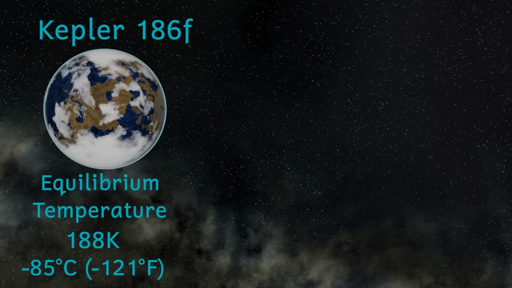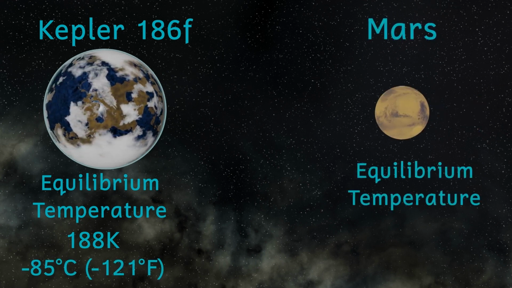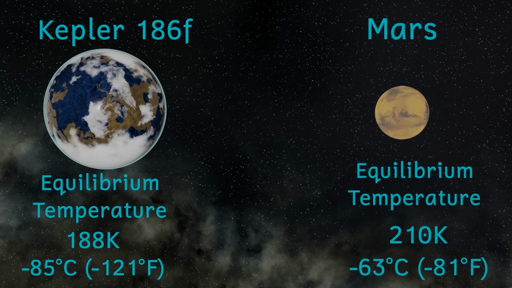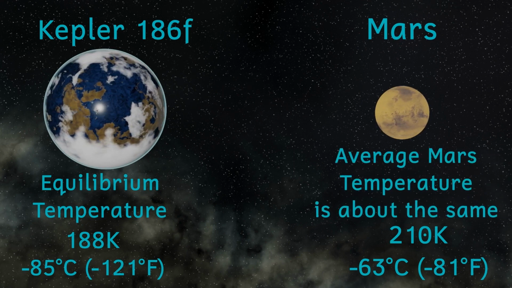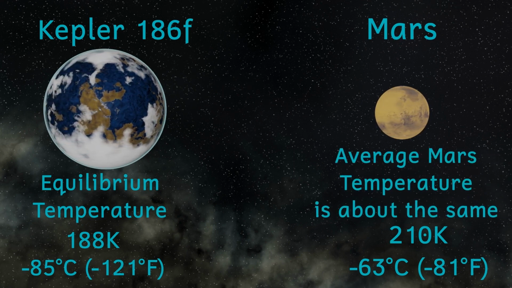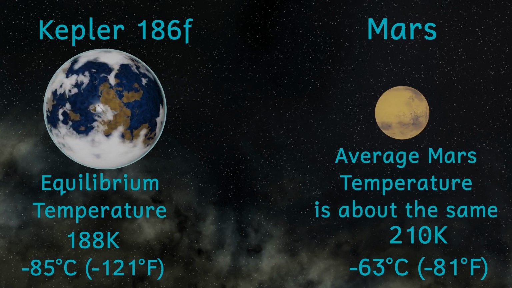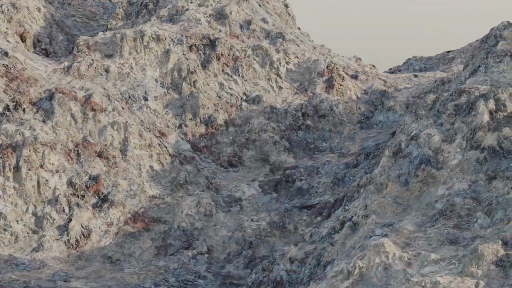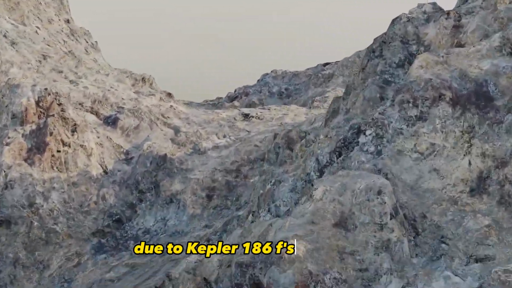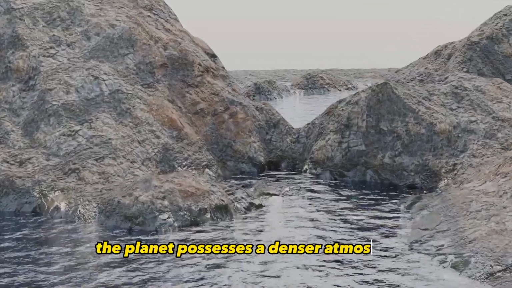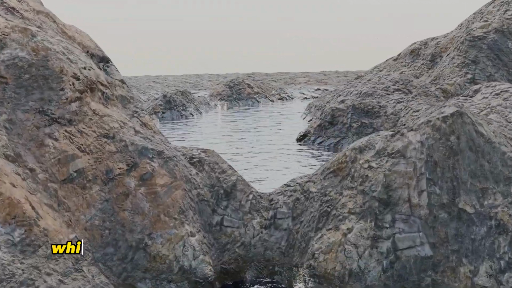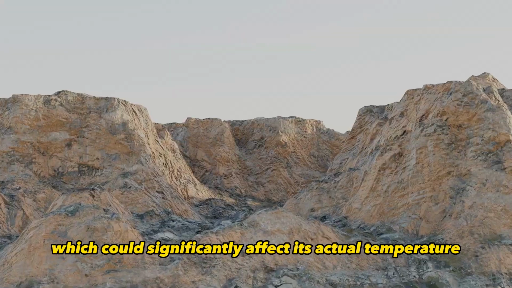This is approximately 20 degrees Celsius or 68 degrees Fahrenheit colder than the equilibrium temperature of Mars. However, it's worth noting that Mars has a sparse atmosphere, which means its equilibrium temperature closely matches its actual temperature. On the other hand, due to Kepler 186f's larger size, it is possible that the planet possesses a denser atmosphere, which could significantly affect its actual temperature.